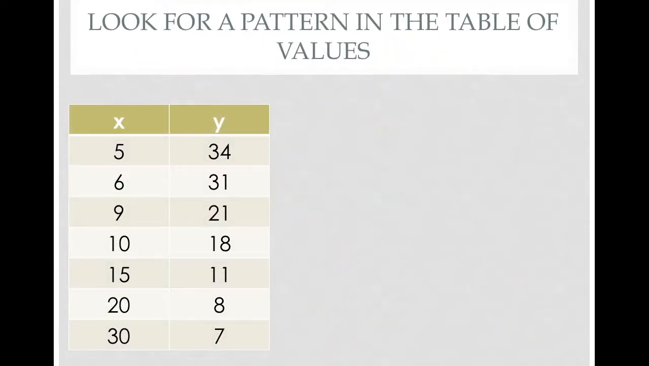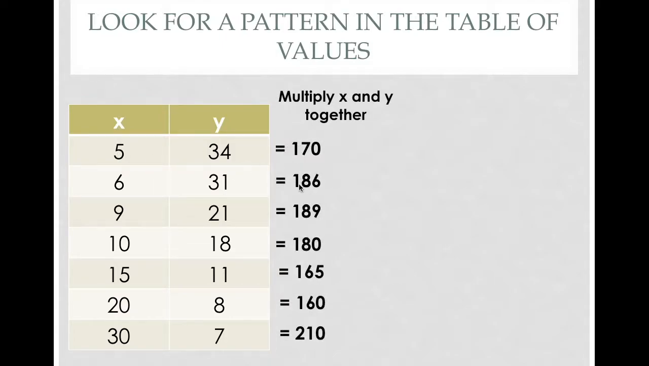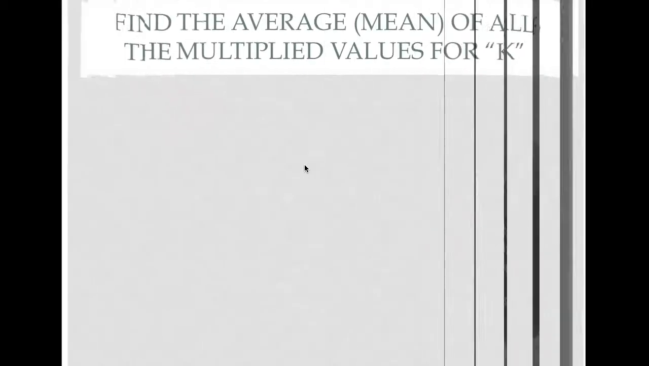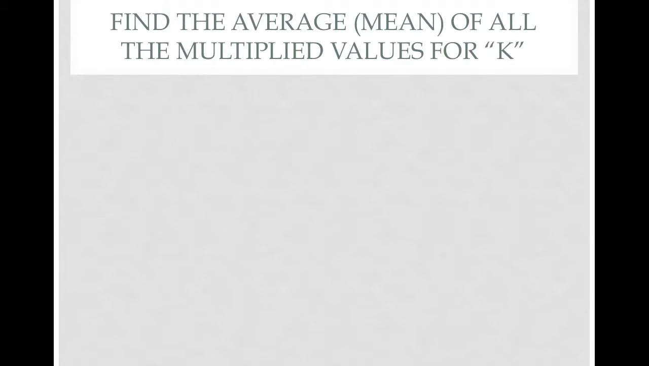We're going to look for a pattern by using a table of values. So all I've done here is I've taken all of the points that I saw on the graph in the last slide, and I've put it into a table of values. And then I've said, okay, well, is there a way for me to find a pattern? I know it's a rational function. If I multiply them together, what do I get? But you'll notice that I get different values when I multiply them. But I'm sure it's a rational function because it looks like one. So what am I supposed to do if I get different k's, but I am certain that it is a rational function? We're going to find the average or mean of all the multiplied values for k.